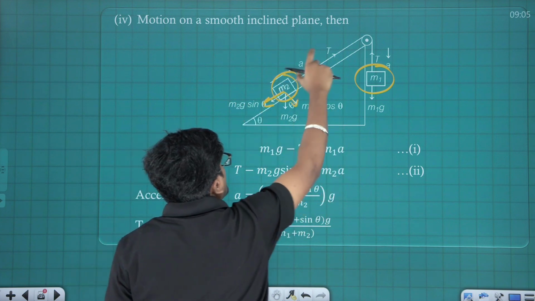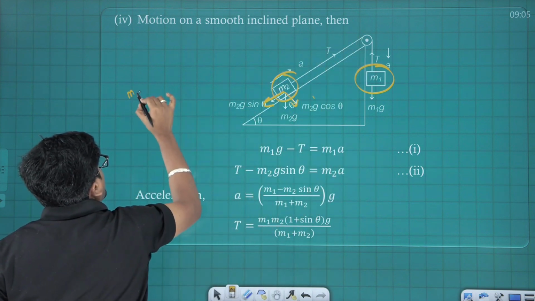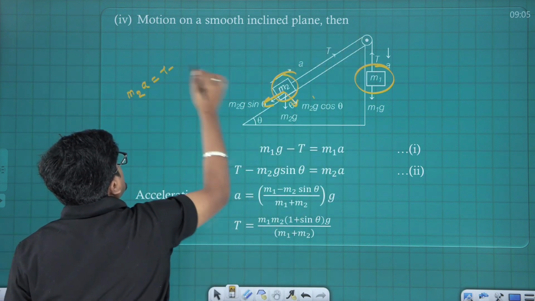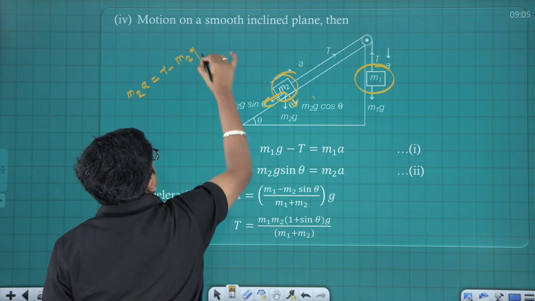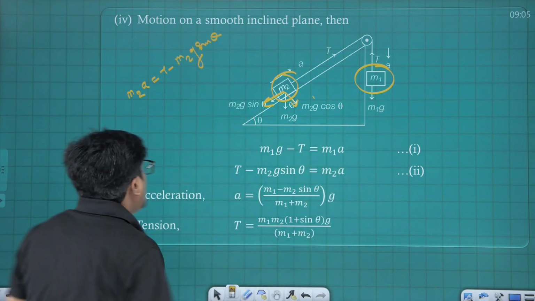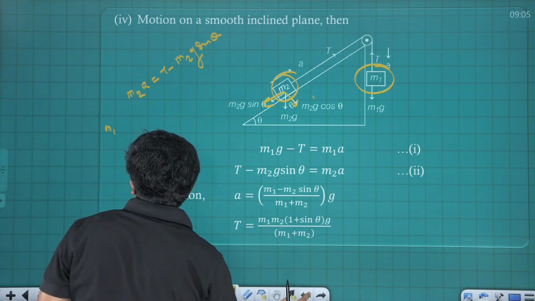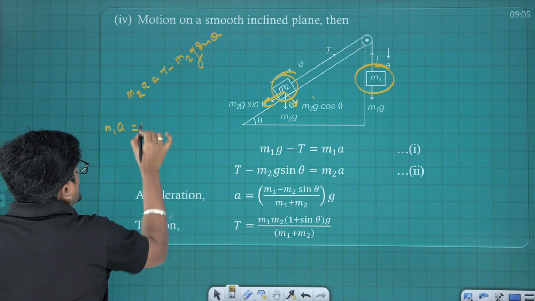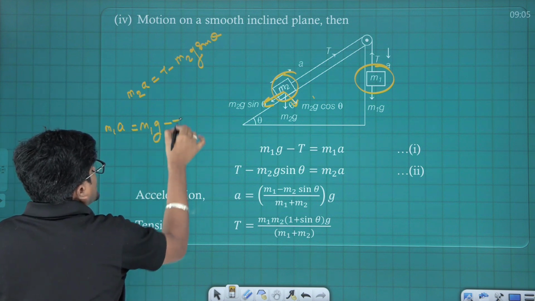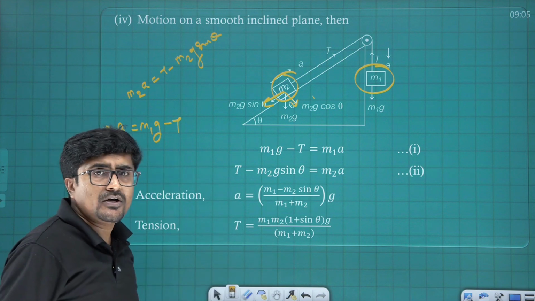Now if you want to write the expression for the body moving in the upward direction, I can say that M2 into a upward is equal to T minus M2 g sin theta. And for this one, I can say M1 into a downward is going to be M1 g downward minus T. Solving these two, you will get the expression for tension and acceleration.